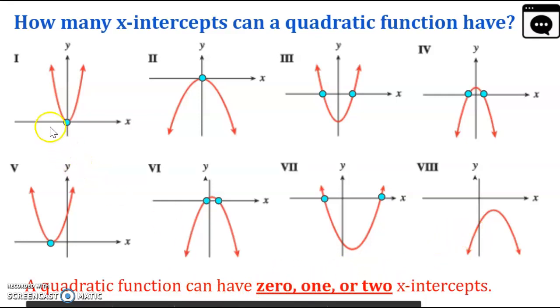So that means our quadratic function can have 0, as in the case of graph 8, 1, as in the case of graphs 1, 2, and 5, or 2, as in the case of graphs 3, 4, 5, and 6.